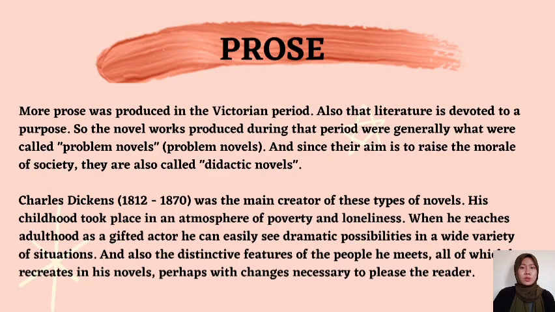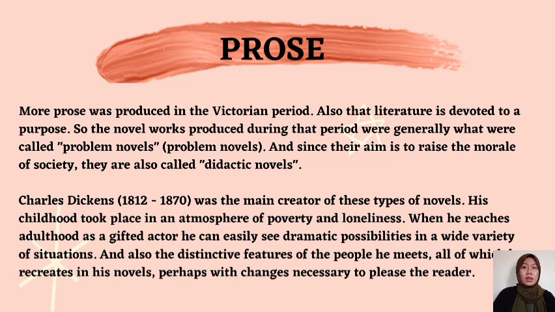Prose. More prose was produced in the Victorian period, also literature devoted to a purpose. So, the novels produced during that period were generally what were called problem novels, and since their aim is to raise the morale of society, they are also called didactic novels. Charles Dickens, 1812 to 1870, was the main creator of these types of novels.